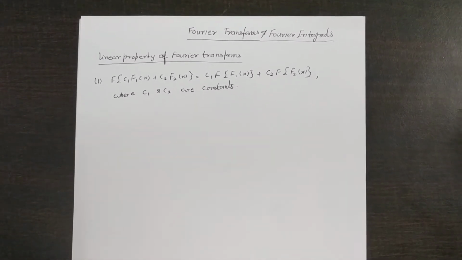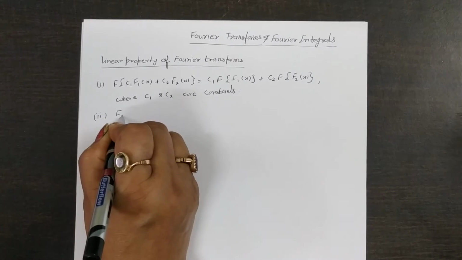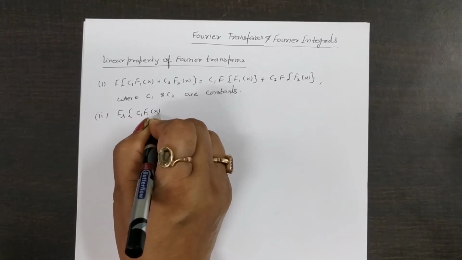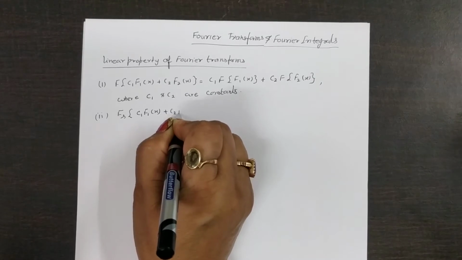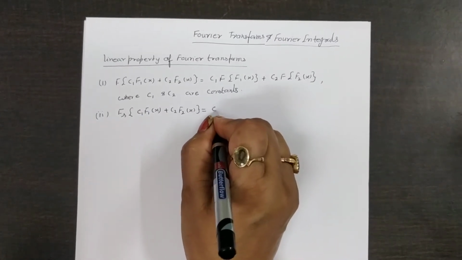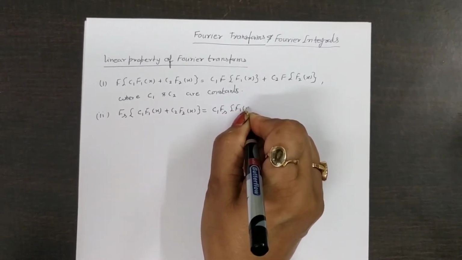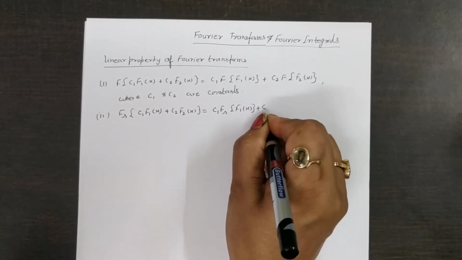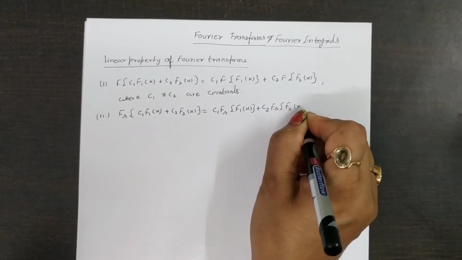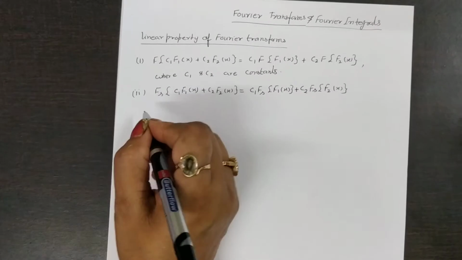The second property is for the sine transform: F_s[c1 f1(x) + c2 f2(x)] = c1 F_s[f1(x)] + c2 F_s[f2(x)]. Clear?